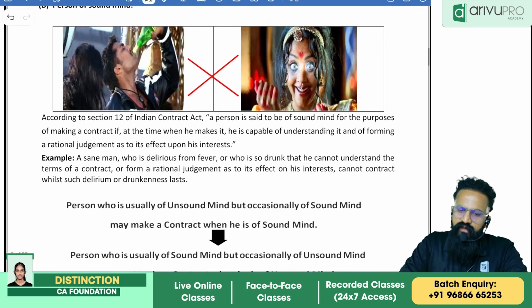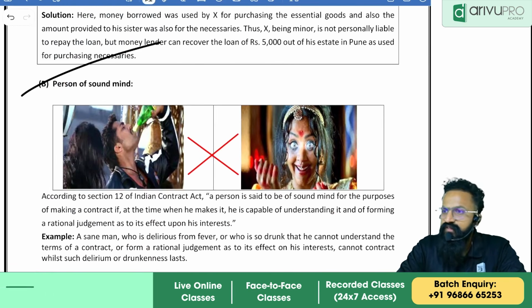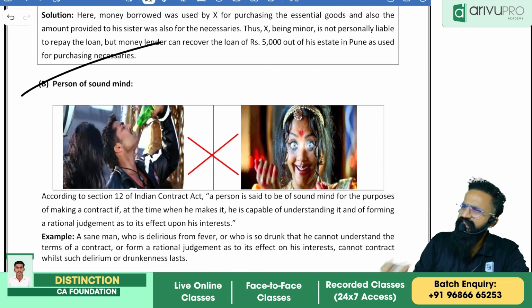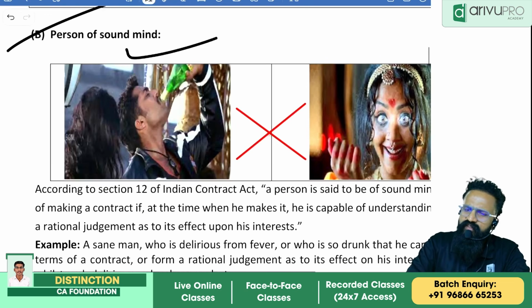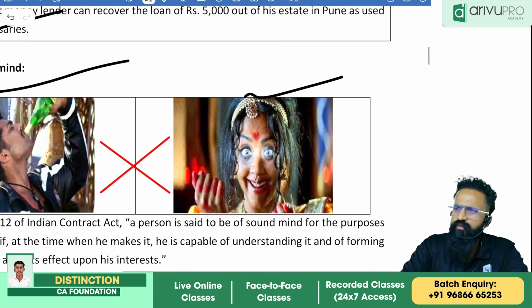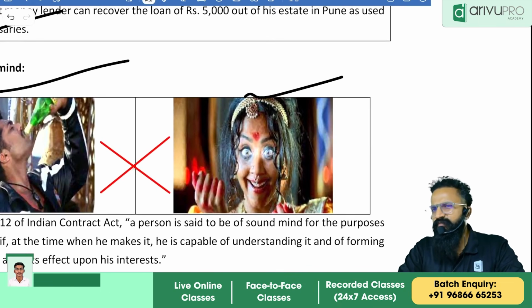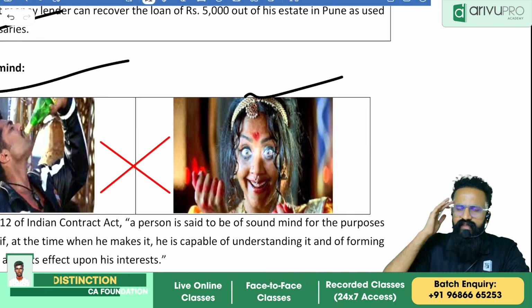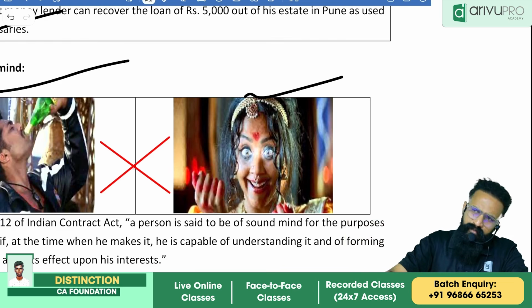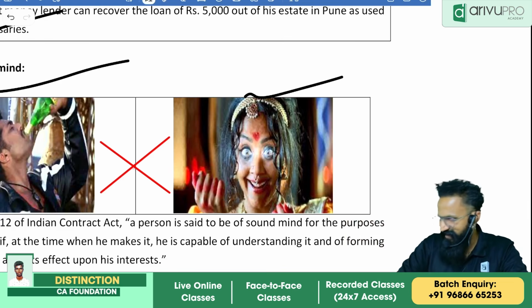Okay, next one: a person of sound mind. So you should not be of unsound mind. Unsound means a person who is intoxicated or a person who is unstable. Now these people cannot enter into a contract when they are unstable. But when they are stable, they are free to enter into a contract.